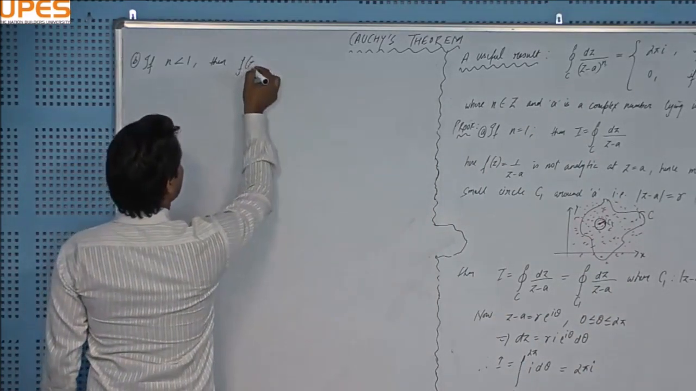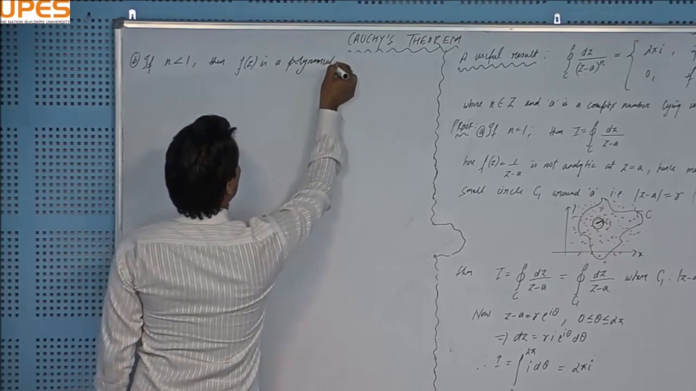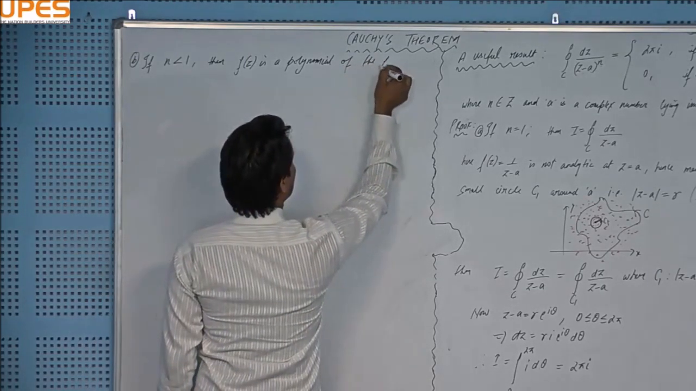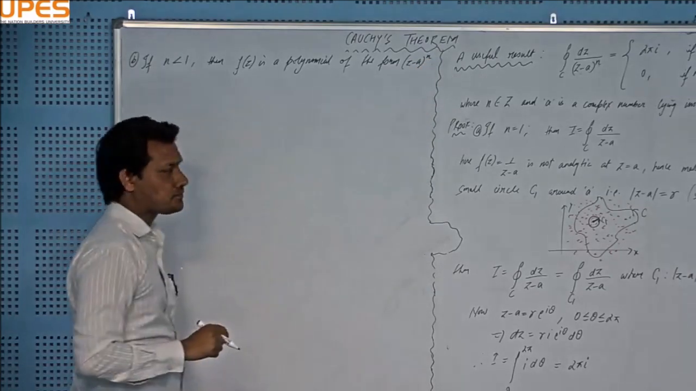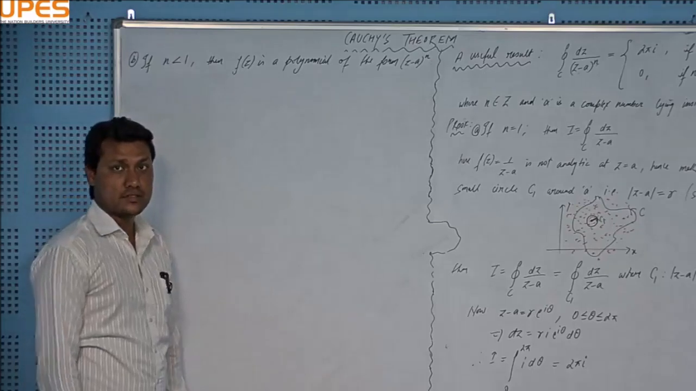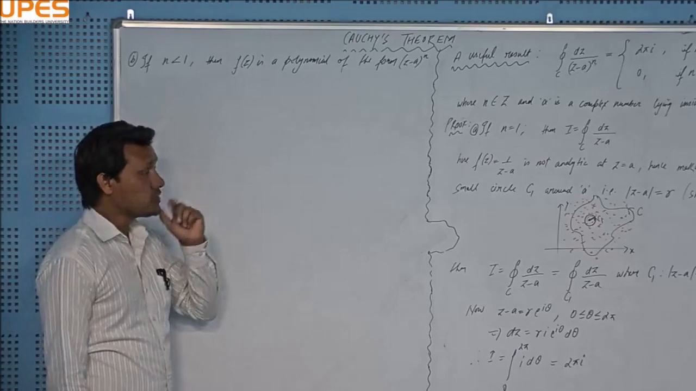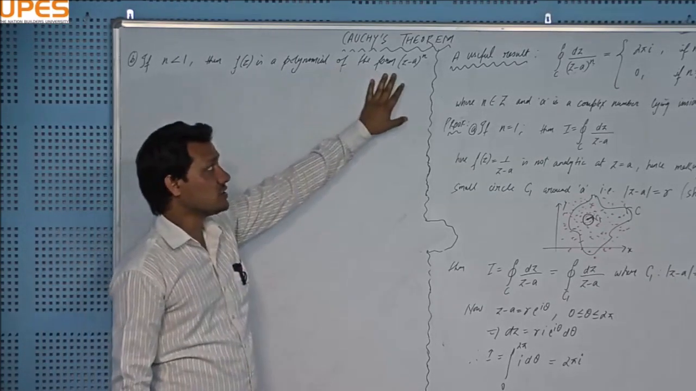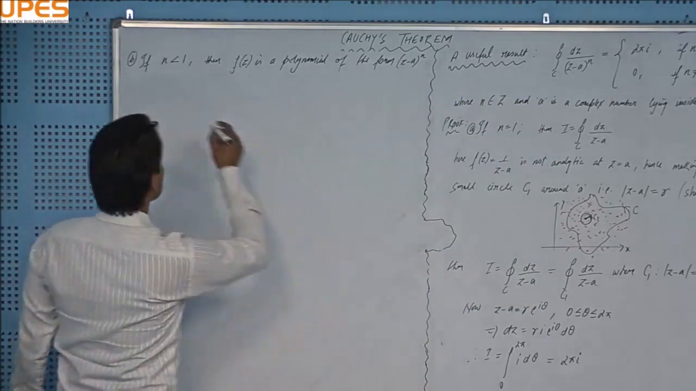Then f(z) is a polynomial of the form z minus a to the power n, right? And you know that a polynomial is an entire function, analytic function everywhere. And using Cauchy's theorem, when f(z) is an analytic function inside contour C, then the result is always 0, right?